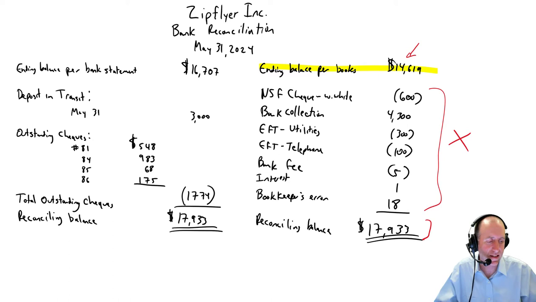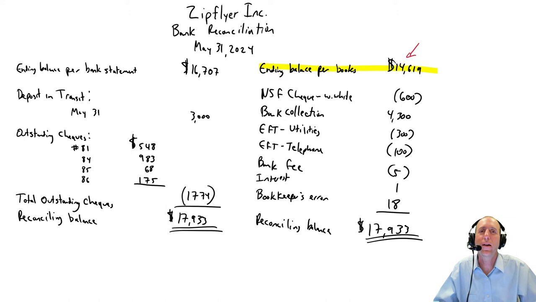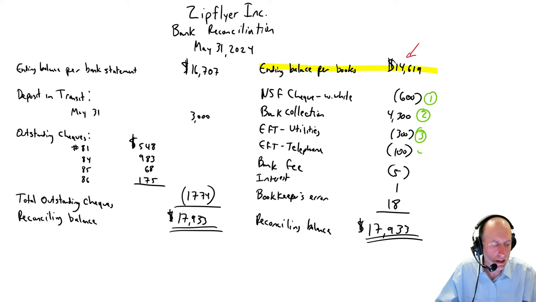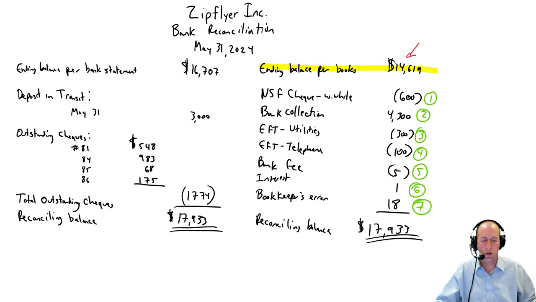Let's catch them. How do I catch them? Well, a cash T account, you can do just about anything with journal entries. So we've got to do 1, 2, 3, 4, 5, 6, 7 journal entries to fix all of this. Now, I have some good news, and the good news is these are, in my opinion, the easiest journal entries of the semester.